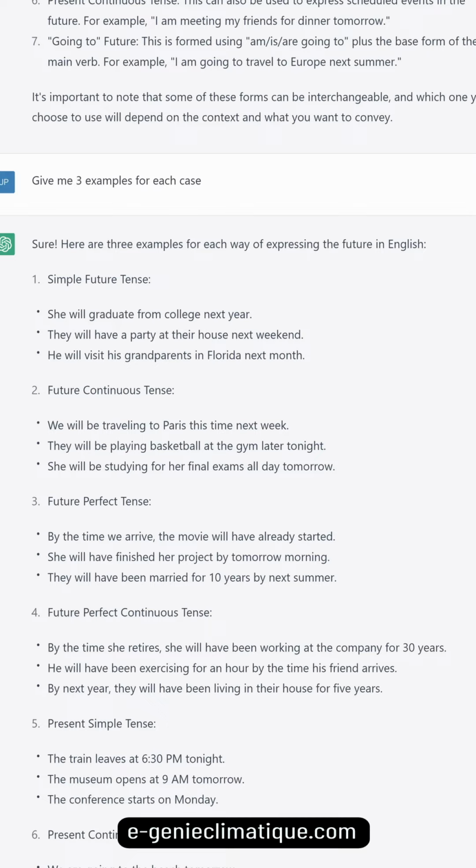Future perfect continuous tense. By the time she retires, she will have been working at the company for 30 years. He will have been exercising for an hour by the time his friend arrives. By next year, they will have been living in their house for 5 years.